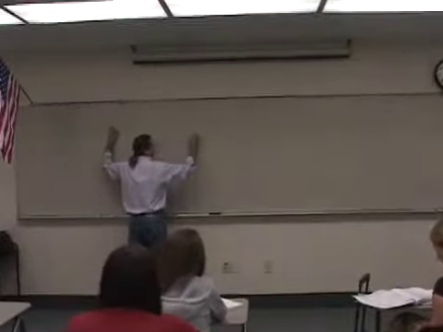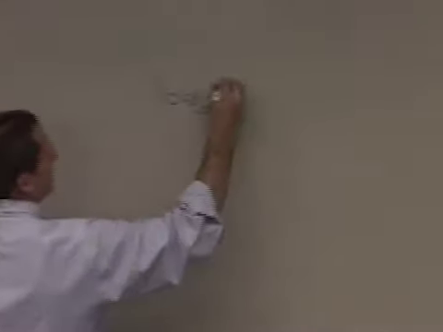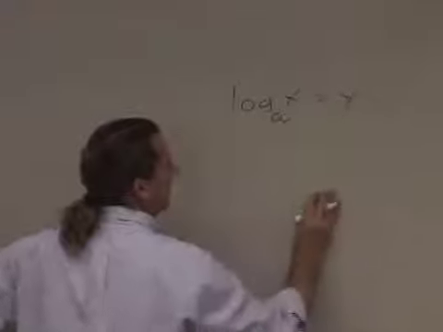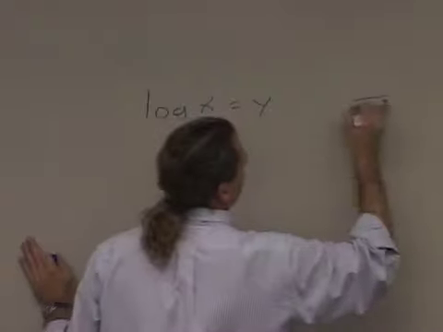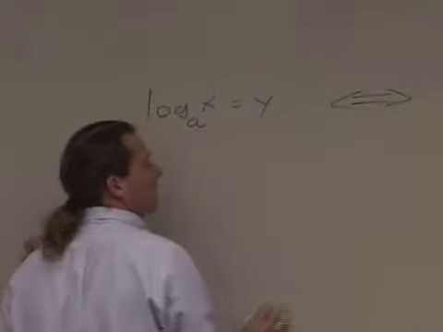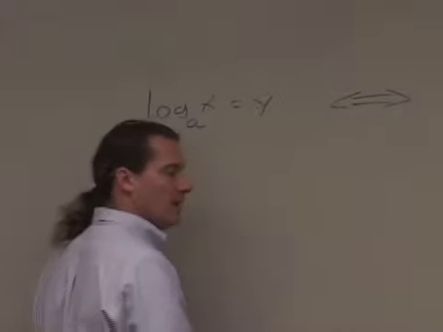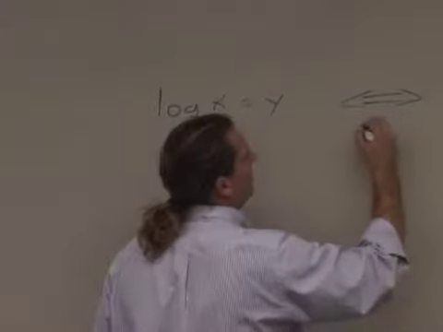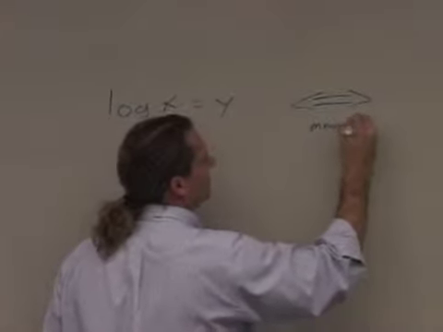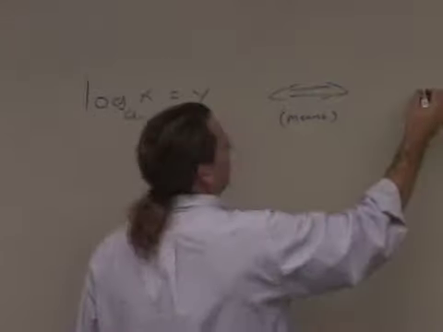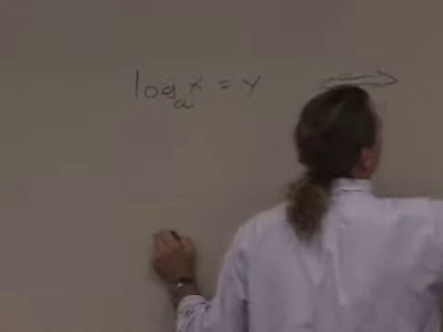Log base a of x equals y is the same thing as a to the y equals x, and this symbol right here is "if and only if," or a bijection, or in plain old English, you can use the word "it means" that a to the y is equal to x.